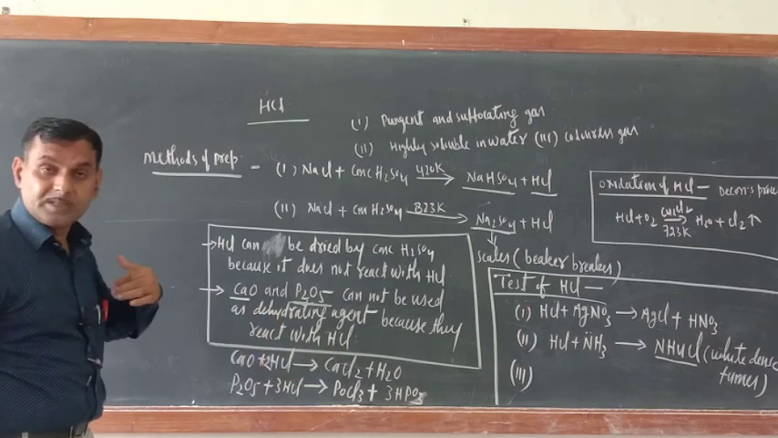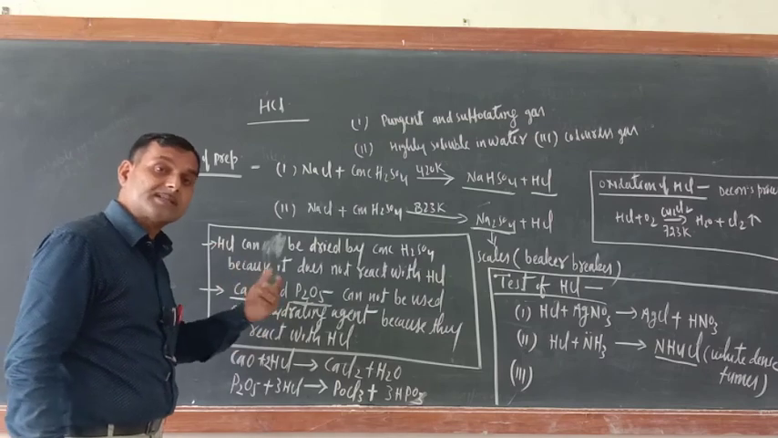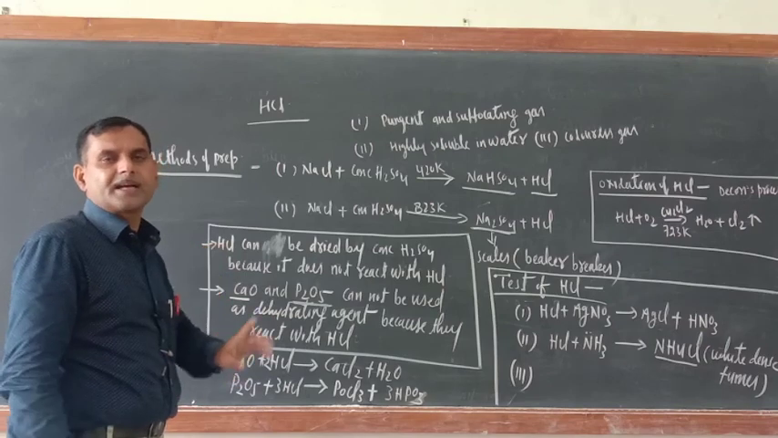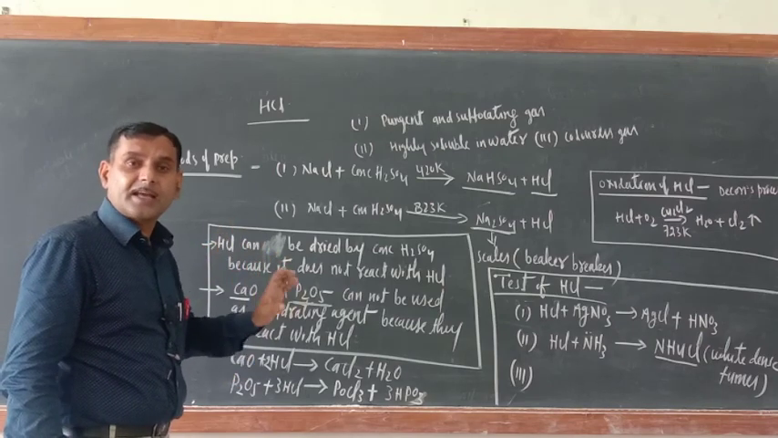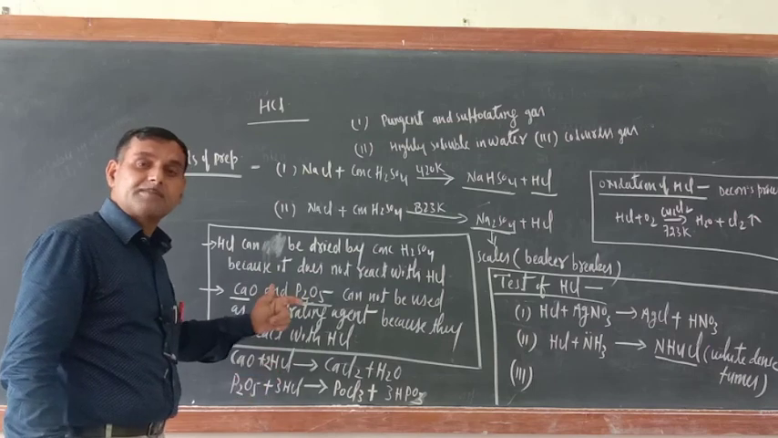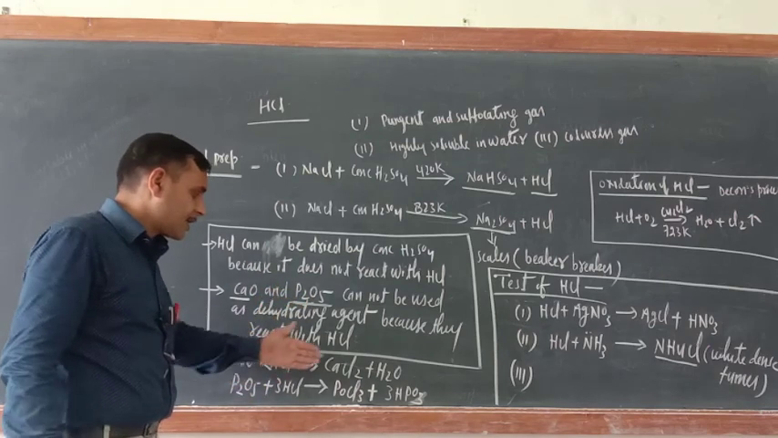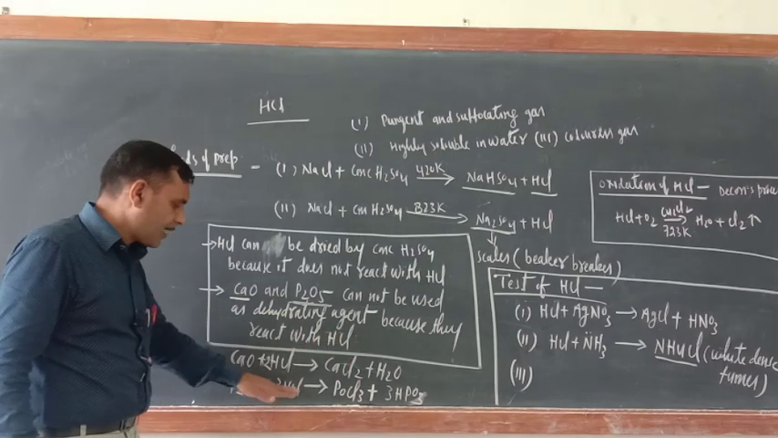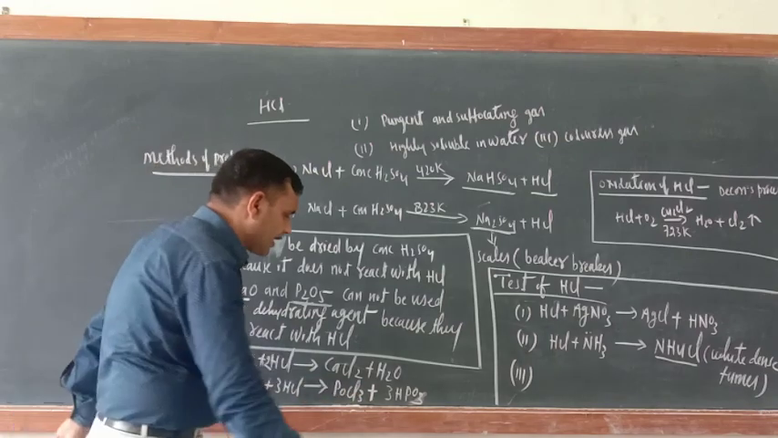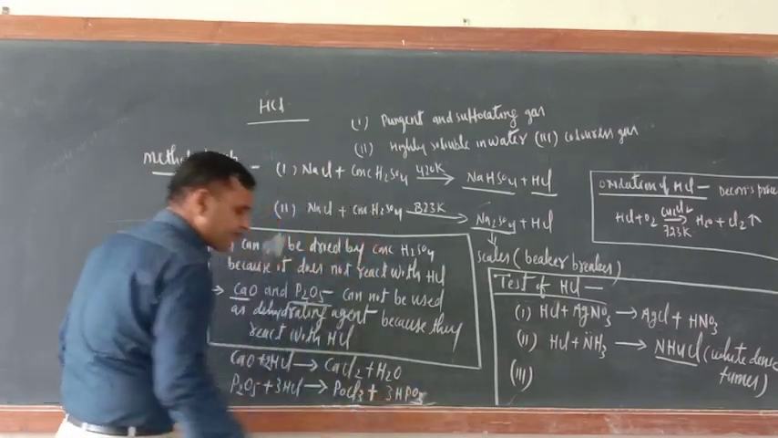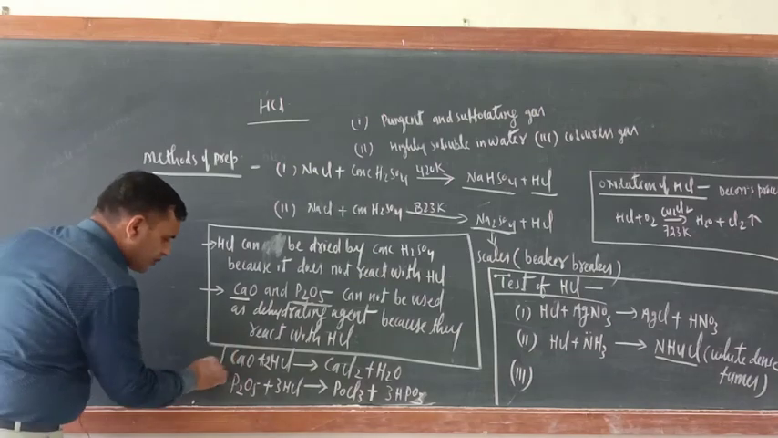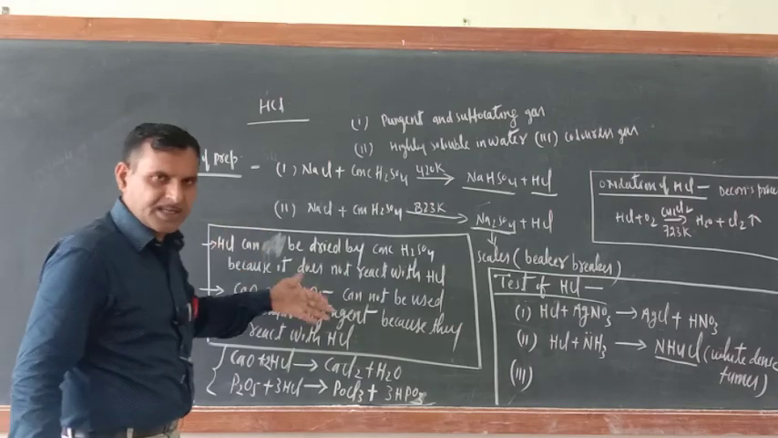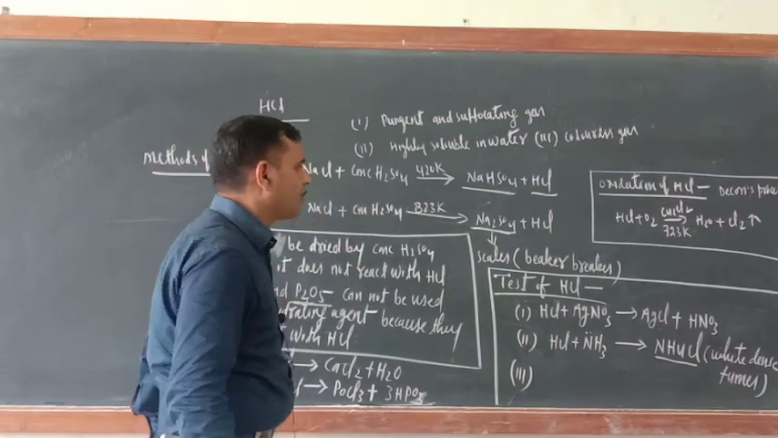dehydrating agent. It means when the fence itself starts eating the crop. So what is the use of that fence? We use a dehydrating agent here to keep the HCl dry, but the dehydrating agent itself starts reacting with the HCl. So we will have another substance, we don't have HCl. Similarly, P2O5 reacts with HCl and forms POCl3 and 3HPO3. So these two are not used as dehydrating agents for HCl because they react with the HCl and form some other compound.